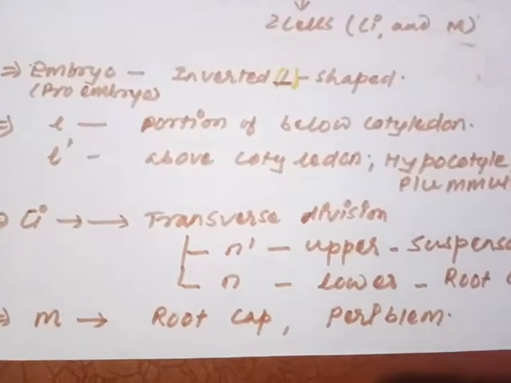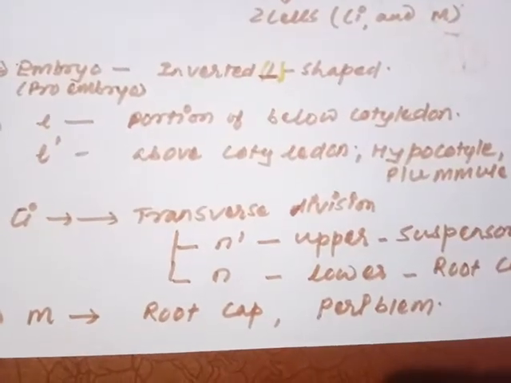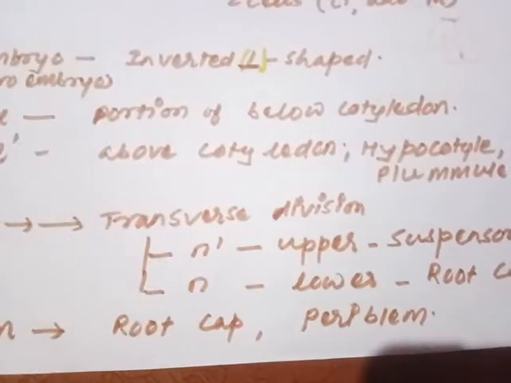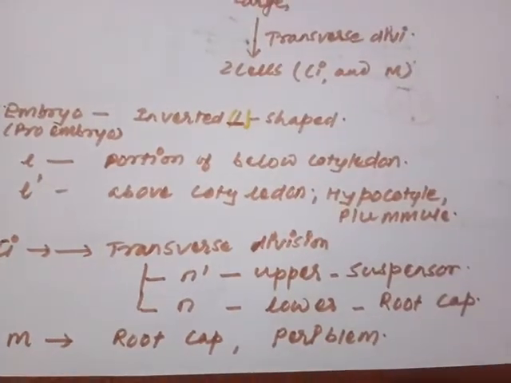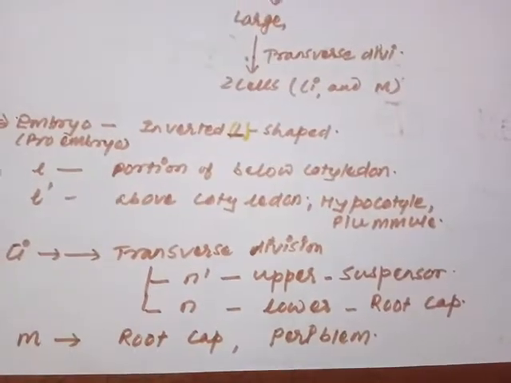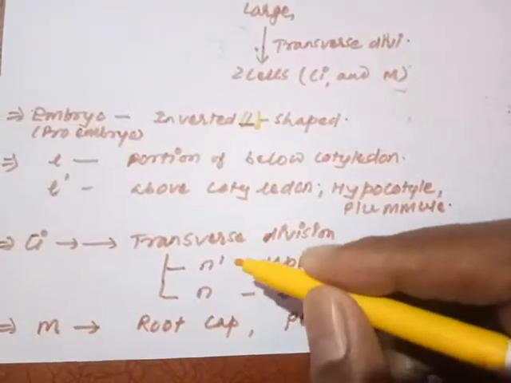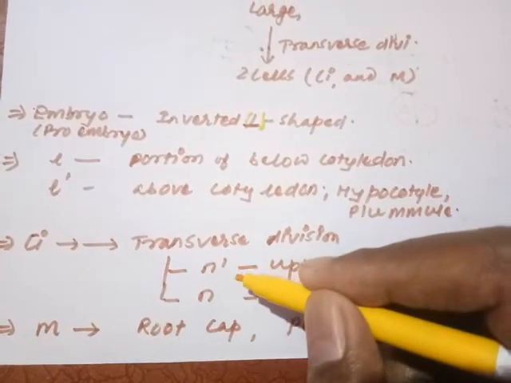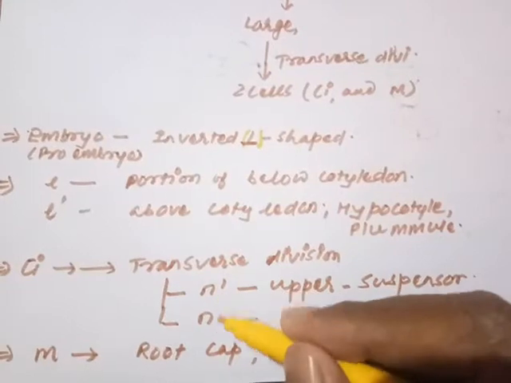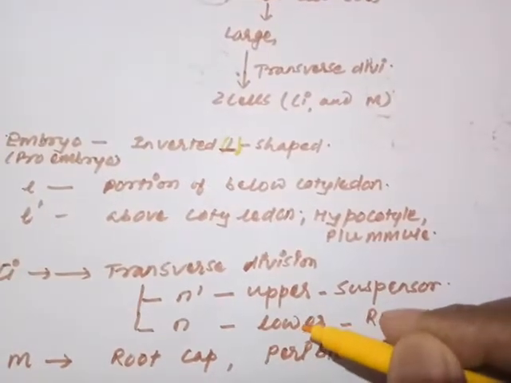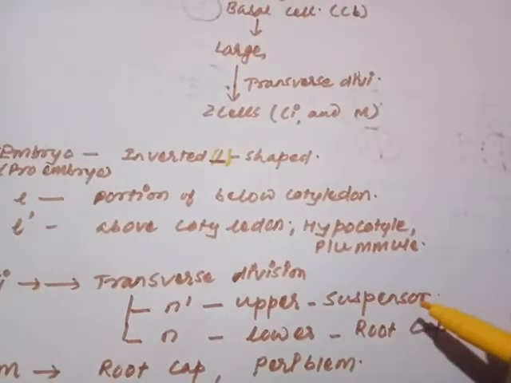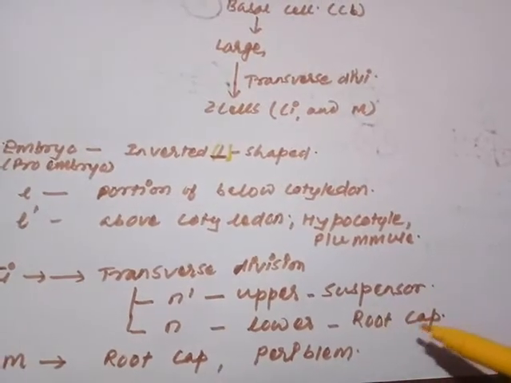Now we are moving toward those two cells which are remaining, the Ci and M cell, produced by the transverse division of the basal cell. Ci once again undergoes transverse division and forms two cells, N dash and N. N dash is the upper layer of cell and N is the lower layer of cell. The N dash is going to form the suspensor while the N is going to form the root cap.